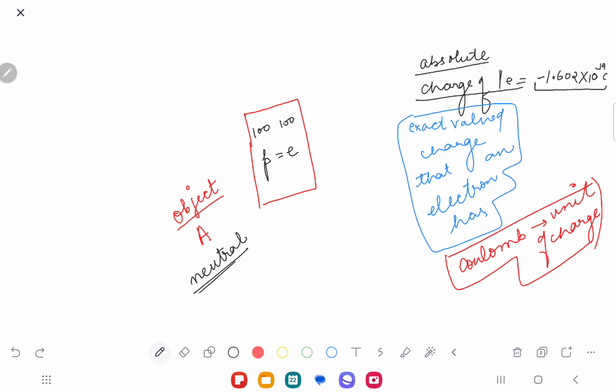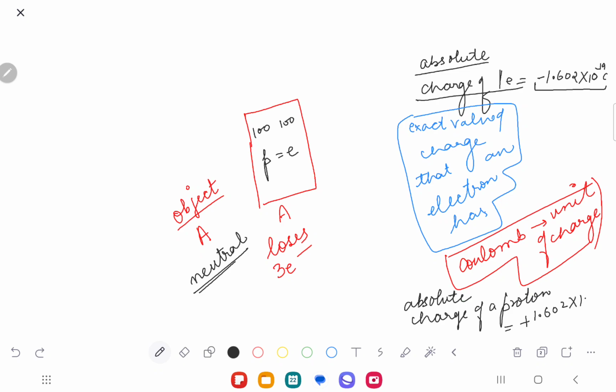Now let's suppose this body A loses 3 electrons. What is the absolute charge of a proton? The absolute charge of a proton is plus 1.602 into 10 raised to the minus 19 coulomb. Just have a look at the magnitude. The magnitude value is the same. It's only the sign which is changing.